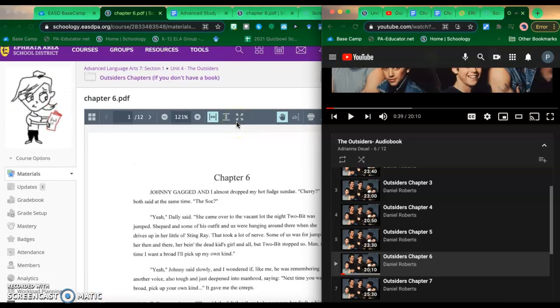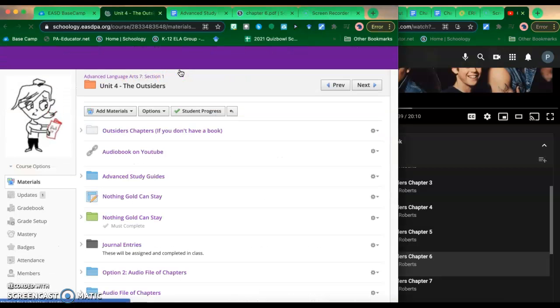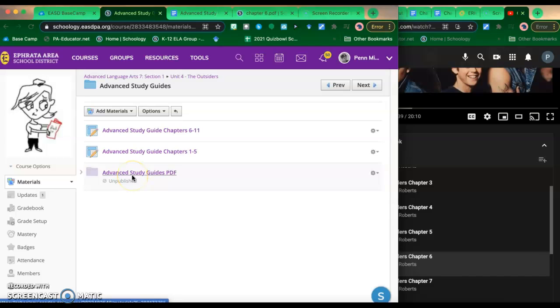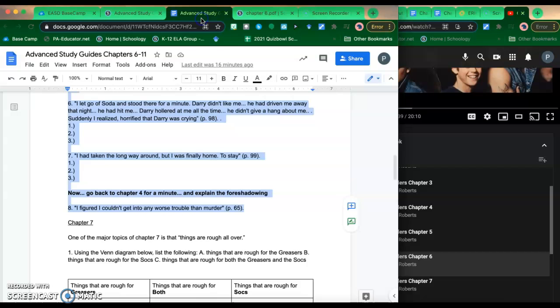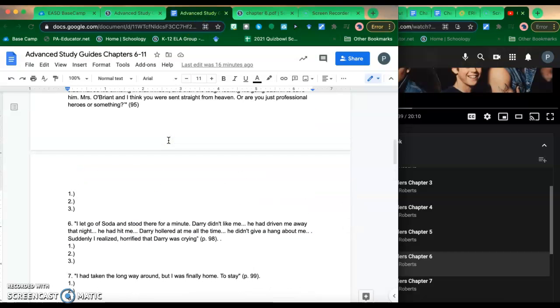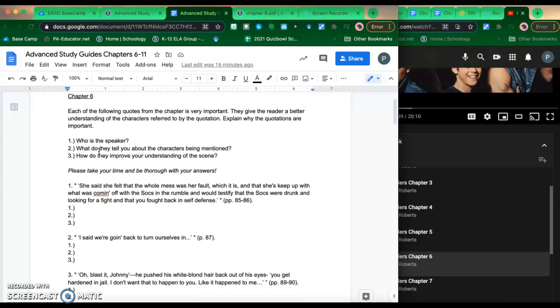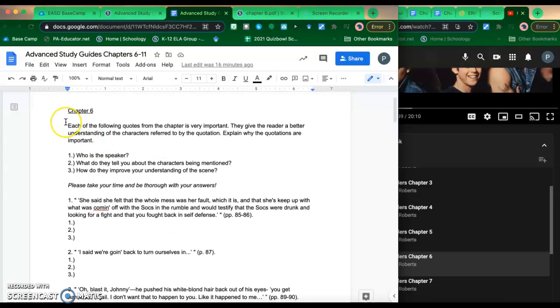And then after you do that, the study guides. Everything is right here at the top of the Outsiders folder. Study guides for this part are getting a little bit different. So you want to open the one that says 6 to 11. That's this. And you want to answer all the ones for chapter 6. Please be careful. They are a little different, but it's not that complicated.